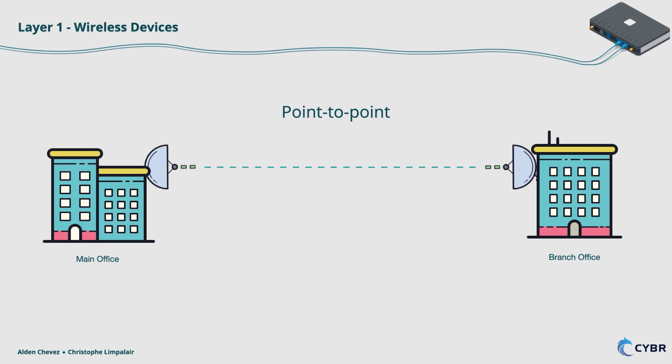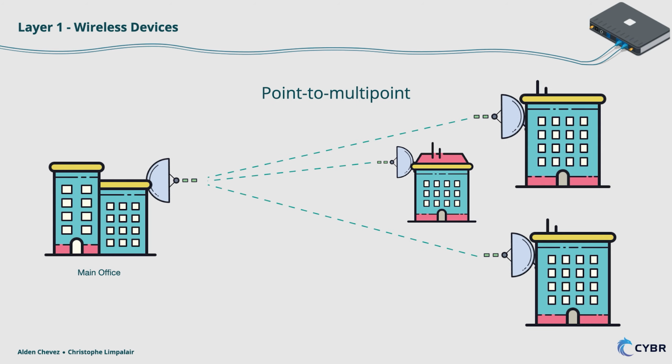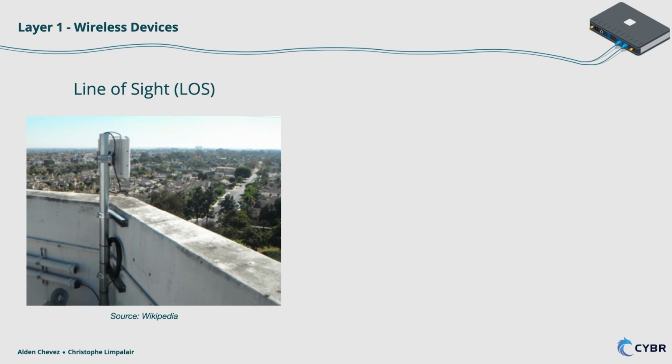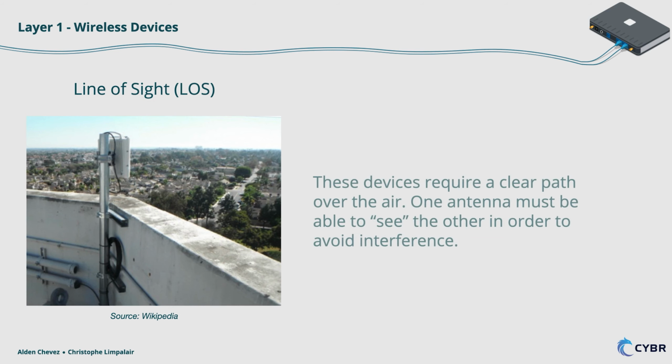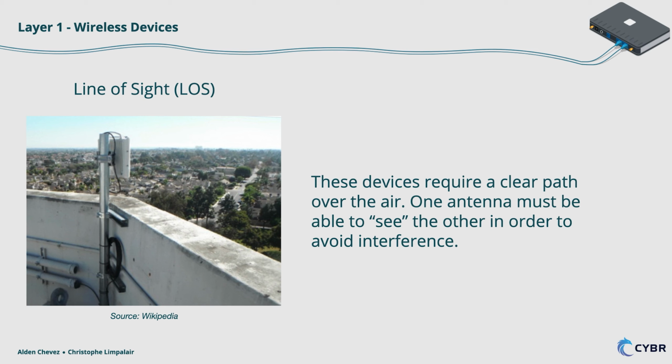For example, if you wanted to connect to a warehouse or to one of your other offices nearby, you could use point-to-point, and this is the same as if you were to use a very long cable that connected the two different sites. But a wireless link might, in some cases, be cheaper and easier to set up. One variation of this is called point-to-multipoint, where several sites connect to one main location. The negative side of these links is that they need what's known as a line of sight, or LOS, meaning that they need a clear path over the air.